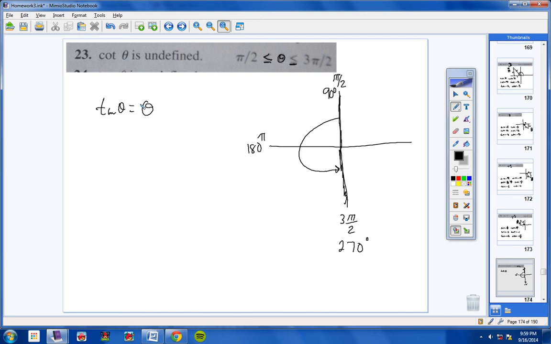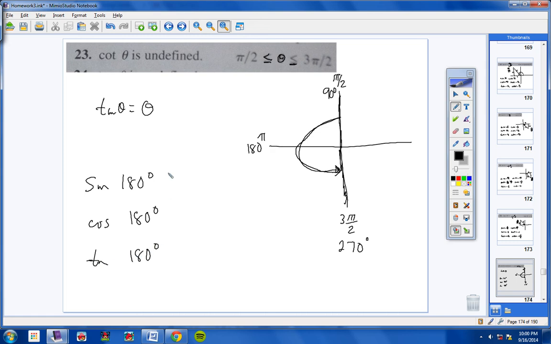Now I'm going to type in tangent of 180 and see if I get 0. Yep, so far so good. Now I'm going to type in the tangent of 270. Nope, I did not get 0. So going from here to here, the only angle that's going to satisfy theta is 180 degrees. So I'm trying to find the sine of 180, the cosine of 180, and the tangent of 180.